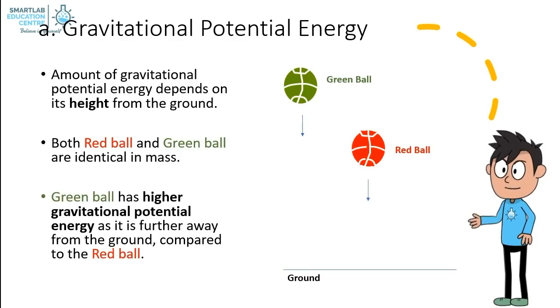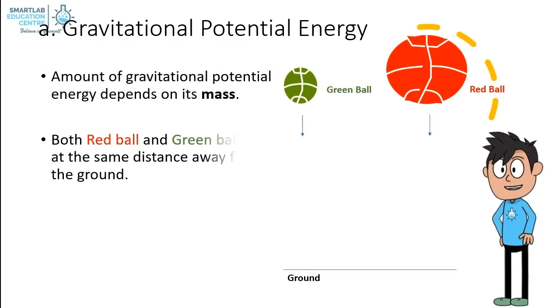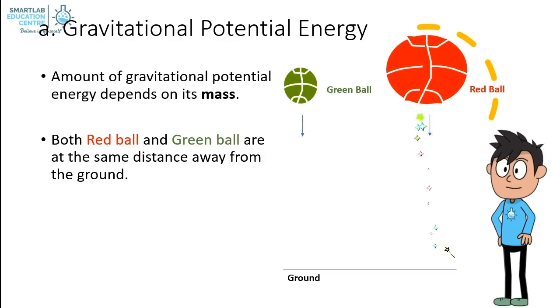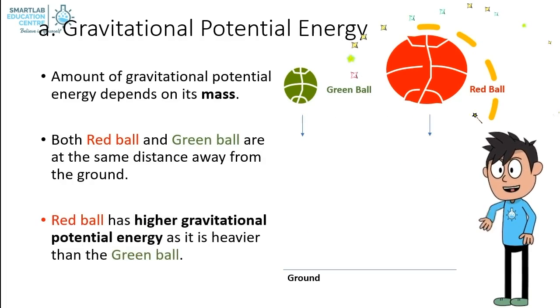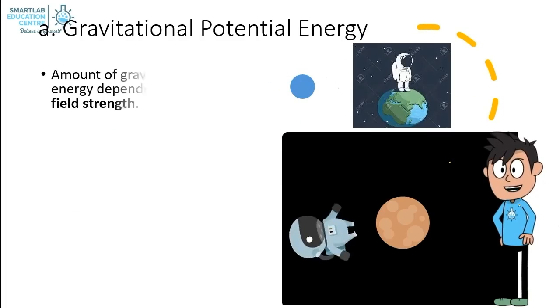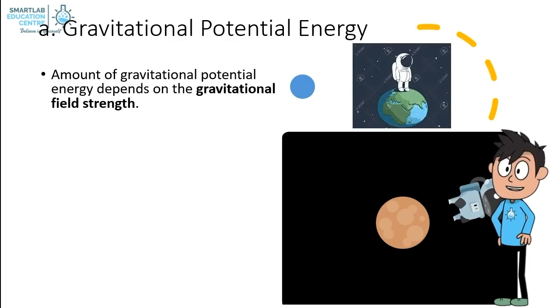ball. The amount of gravitational potential energy an object has also depends on its mass. Both the red ball and green ball are at the same distance away from the ground. The red ball has higher gravitational potential energy as it is heavier than the green ball. The amount of gravitational potential energy also depends on the gravitational field strength.